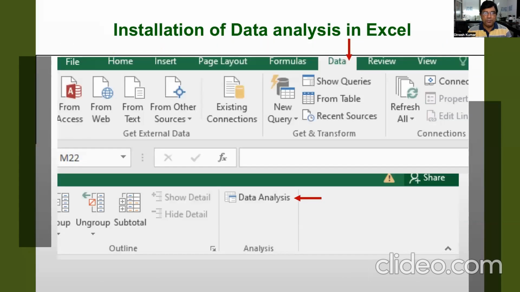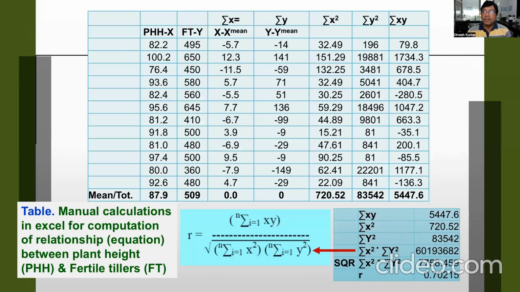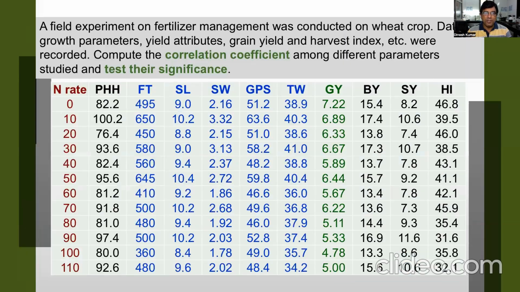Now we started using Excel, and I have shown you how to install data analysis. Data analysis is compulsory if you want statistical analysis of any kind in Excel. So I just explained how to install this analysis tool pack. Hope that you could have succeeded in doing it.